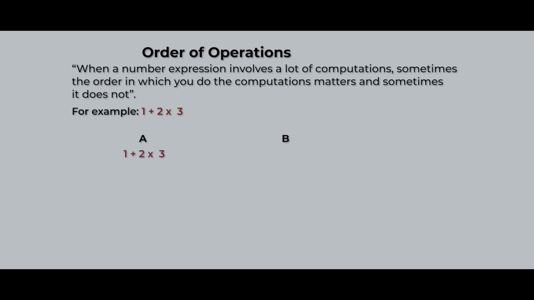Mr. A solved it in this way. 1 plus 2 multiplied by 3, he added 1 plus 2, that is 3, and then multiplied by 3, he got 9. Mr. B, 1 plus 2 multiplied by 3, he multiplied first, that is 2 times 3, he got 6. So 1 plus 6, he got 7. Now, who got the right answer? Did they both do it in a right way? Still a question mark in our head, because there are different answers for the same problem.